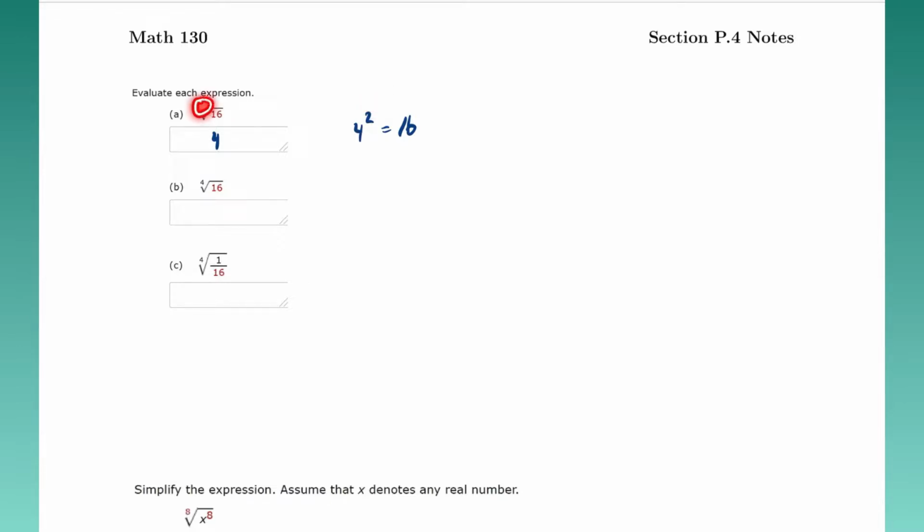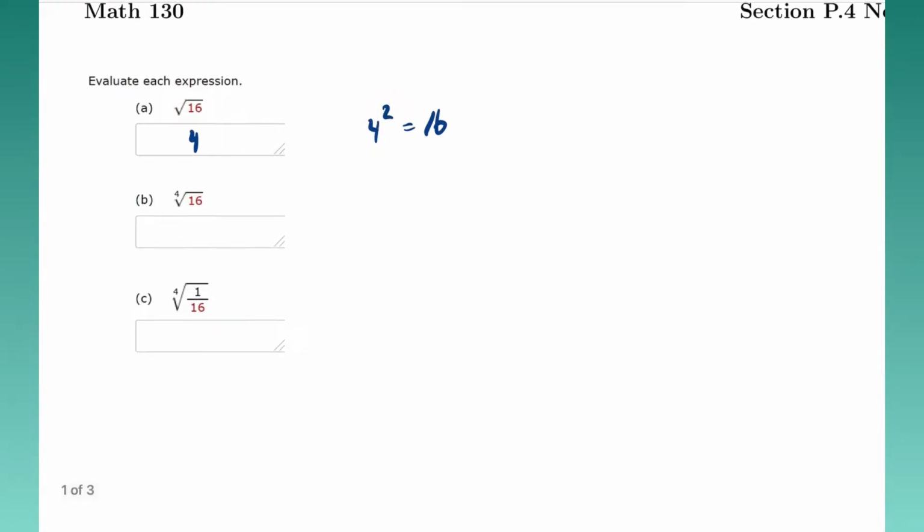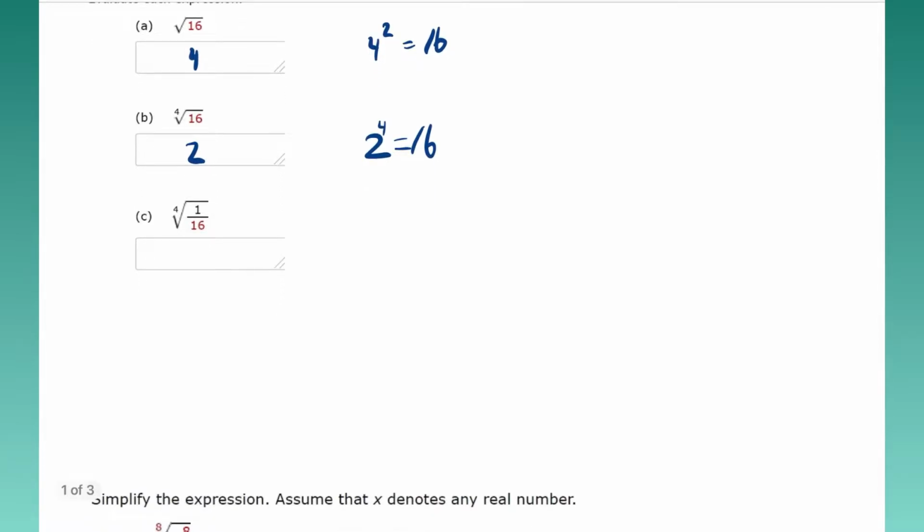The reason why we're raising it to the second power is because the index is blank. Whenever the index is blank, that means it's by default going to be 2. Over here, we have an index of 4. So we're asking ourselves, what number to the fourth power gives us 16? And the answer turns out to be 2. 2 to the fourth power is 16. Therefore, the answer is 2.